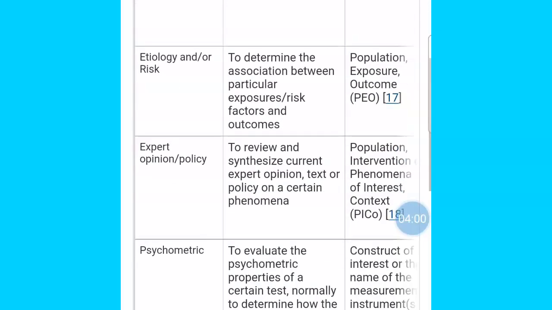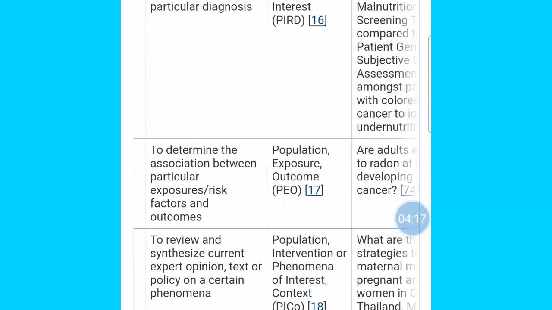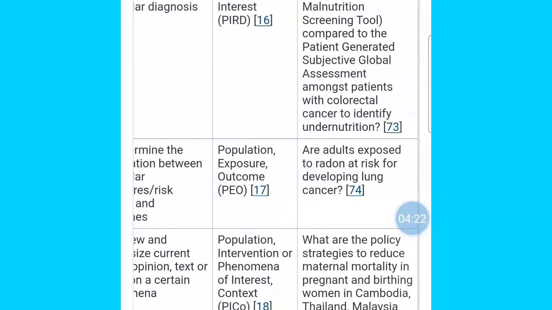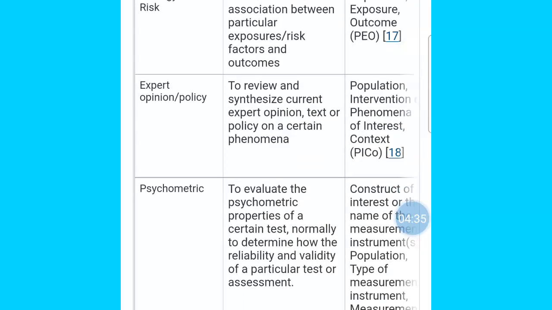And then some of the final ones to look at are diagnostic test accuracy, etiology and risk, and that's a good one. Pay attention to that one in particular to determine the association between particular exposures, risk factors, and outcomes. And population, exposure, outcome is the main thing there. And a good research question from that is, are adults exposed to radon at risk for developing lung cancer? And that is a really important question to be asking.